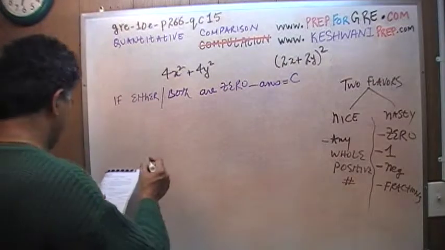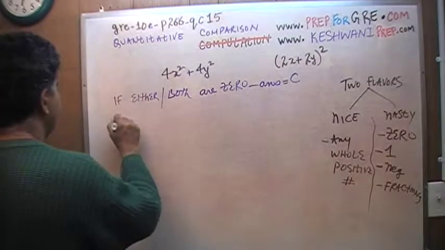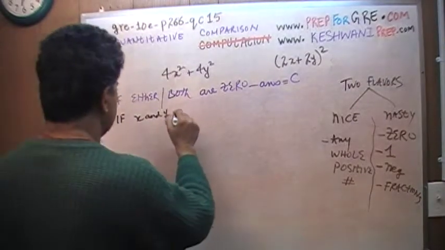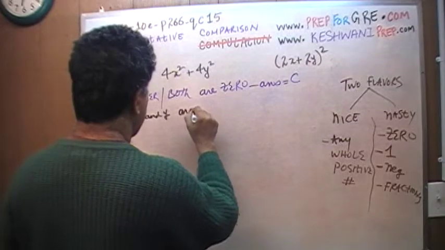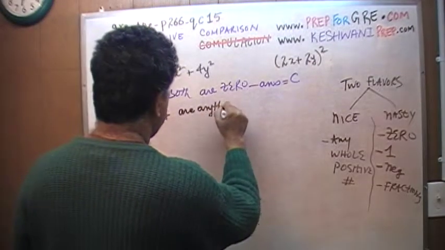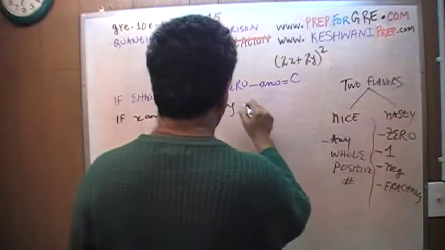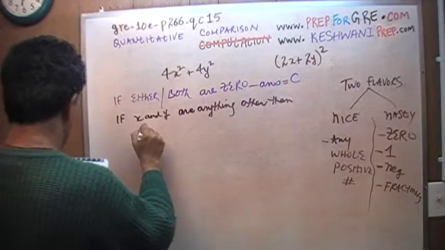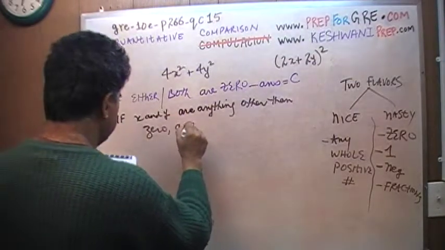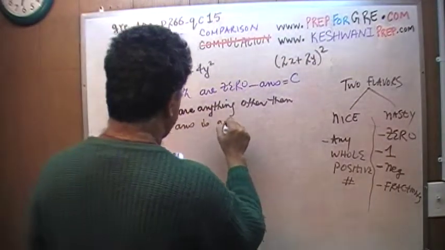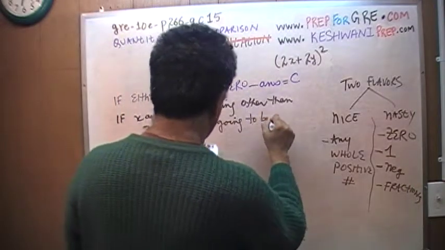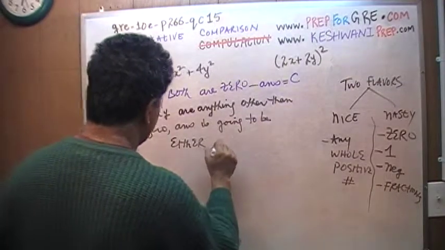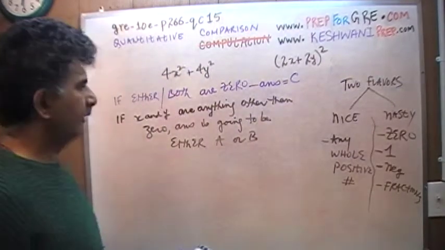Anything other than that, if x and y are anything other than 0, the answer is going to be either A or B.